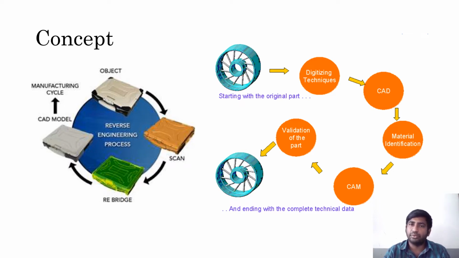So here the process is reversed, right? First of all, the old wheel is captured. The concept will be captured from the old wheel. After that, all these techniques will be done. After the validation of the part, the required part will be created. So this is the entire cycle of reverse engineering.